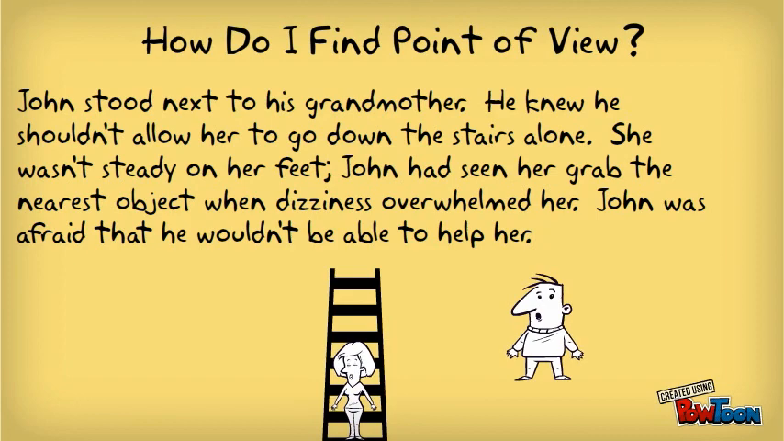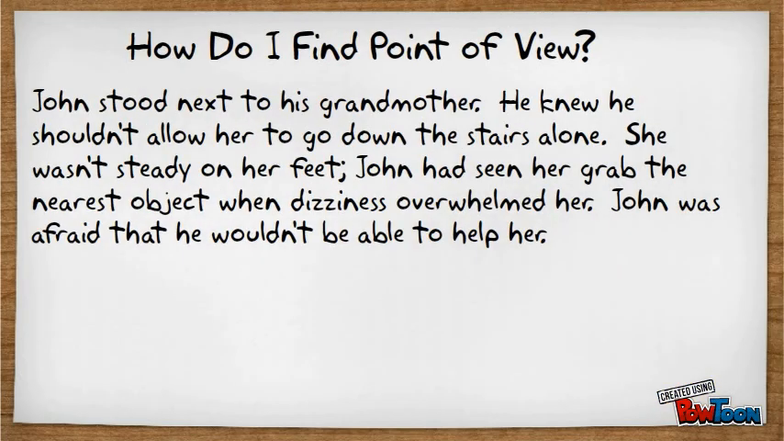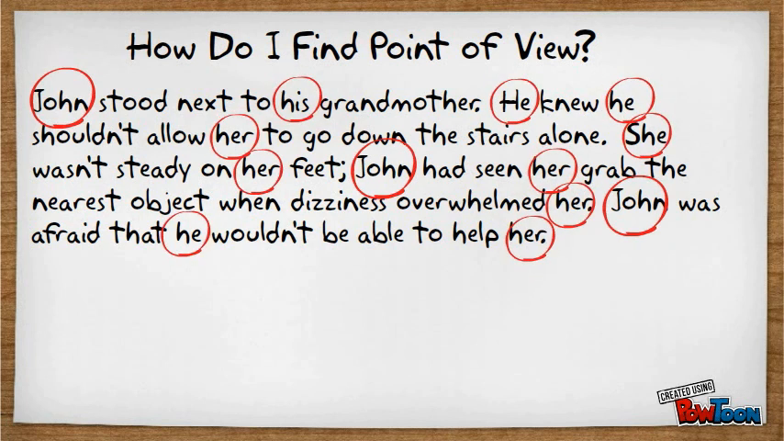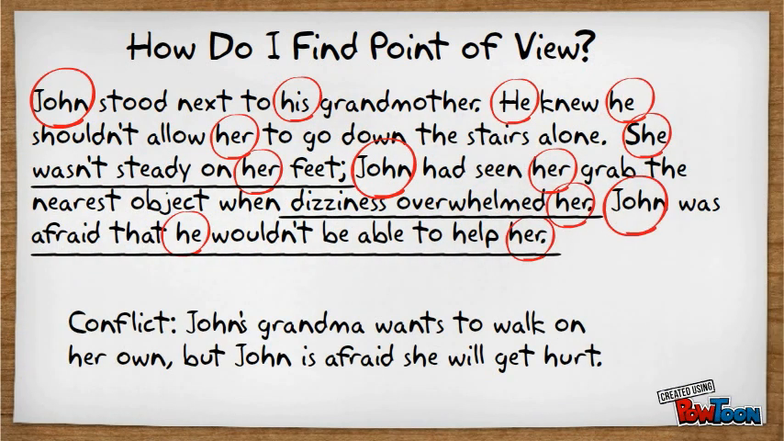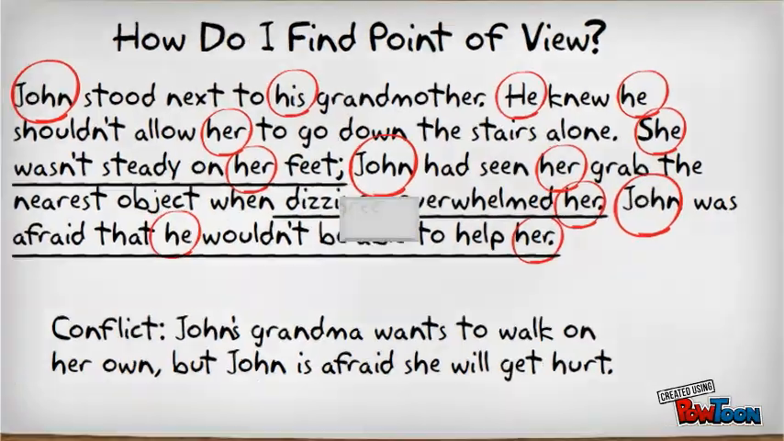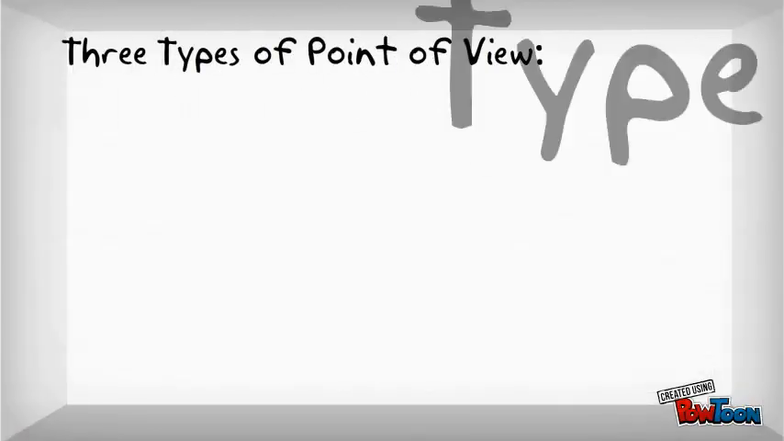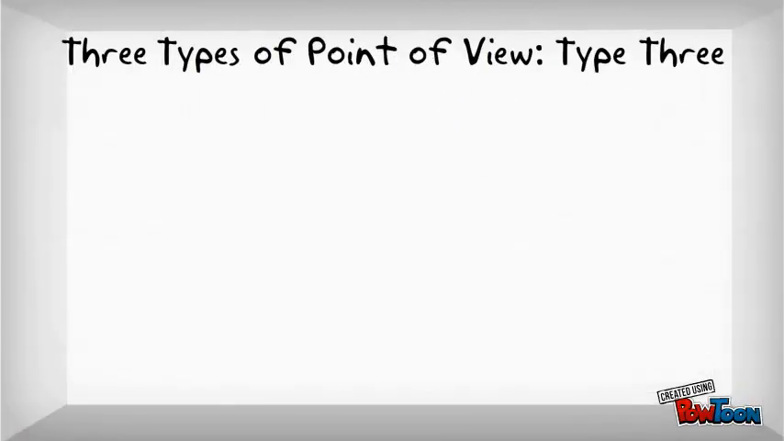First, let's identify the pronoun codes. In this case, our main character is actually given a name, John. Then the pronouns our narrator uses are his, he, her, and she. We know that this has to be third person. We have the same conflict going on here as we did in the first text. John's grandma is walking somewhere by herself, but we know it's limited because we only know what John is thinking and doing.